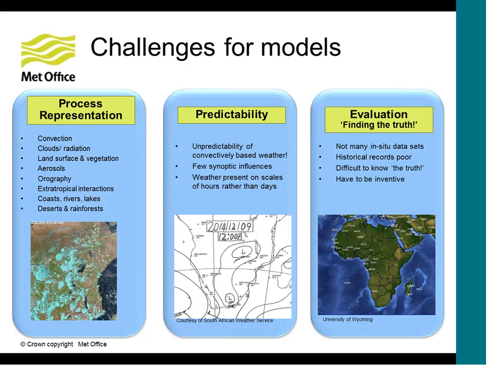The first one is process representation. As I've talked about before, Africa is hugely dominated by convection and small-scale processes. Unlike in the mid-latitudes, where we can rely a lot more on our large-scale shallow water equations, we're having to rely a lot more on small-scale processes and parameterizations. So things like convection, cloud, radiation, land surface, aerosols, orography.